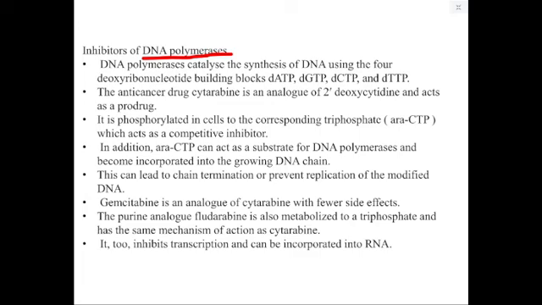Remember, we did mention this earlier as an inhibitor of DNA polymerase, and it becomes incorporated in the growing DNA chain. So it has several ways of activity. It's not restricted to one. It can even block more than one enzyme, as we are realizing. So this cytarabine can also block the DNA polymerase and also become incorporated in the growing DNA chain. This can lead to chain termination or prevent replication of the modified DNA. So it just terminates and there's no replication.